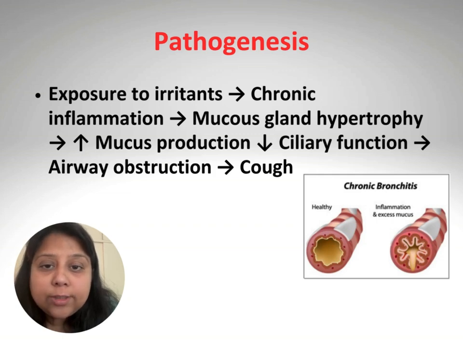Talking about the pathogenesis, when there is exposure to the irritants, there is chronic inflammation which causes mucus gland hypertrophy, which leads to increased mucus production and decreased ciliary function, causing airway obstruction.